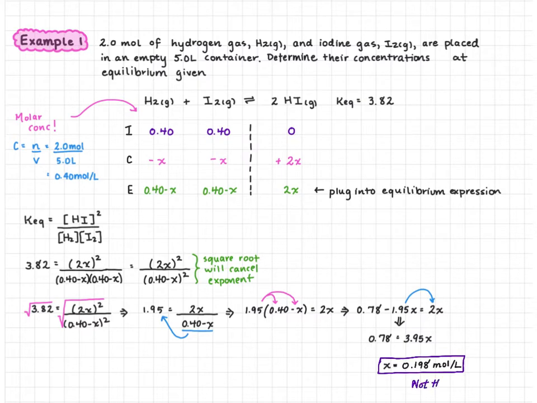This is not the answer to the question, as the question is asking for equilibrium concentrations, and we have simply solved for the change in concentration for hydrogen and iodine. So we need to plug this x value into our expressions we have at equilibrium. So 0.40 minus 0.198 gives us a molar concentration of 0.20 for hydrogen gas at equilibrium. And for iodine, it will also be 0.20.